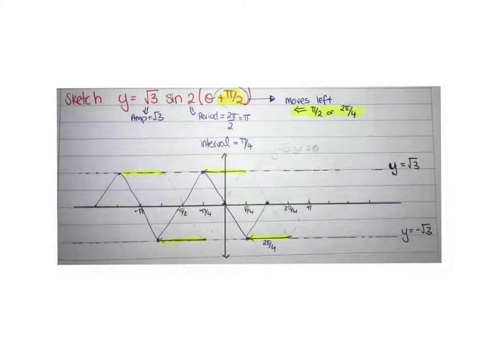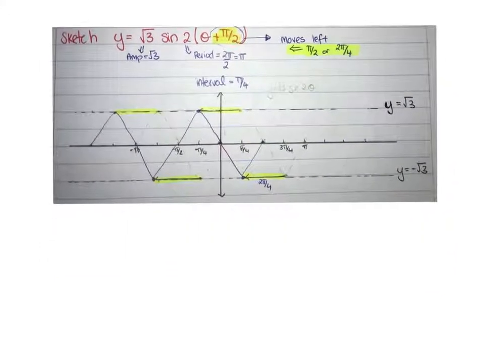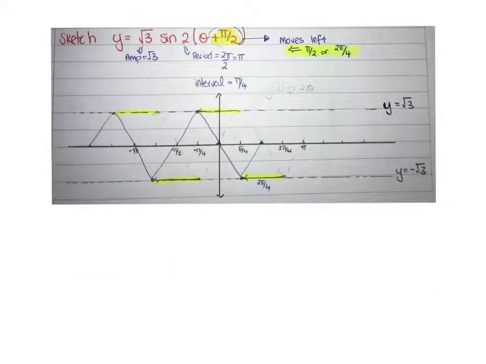All right. So if we do this other one here, the amplitude is square root 3. You can see I have drawn those 2 lines in up there. I've worked out the period is pi, and so the intervals are that divided by 4. So I have popped in my intervals: pi on 4, that would be pi on 2, 3 pi on 4, and so on.